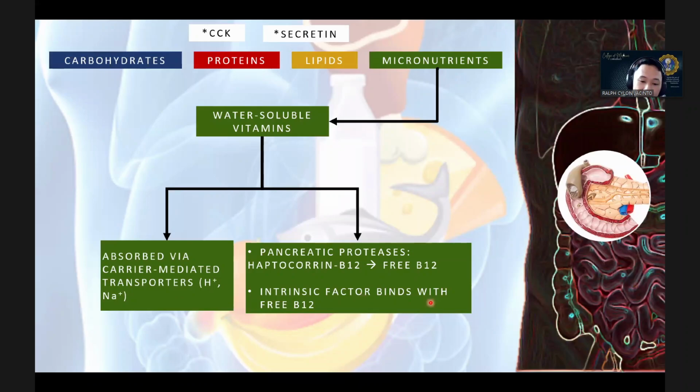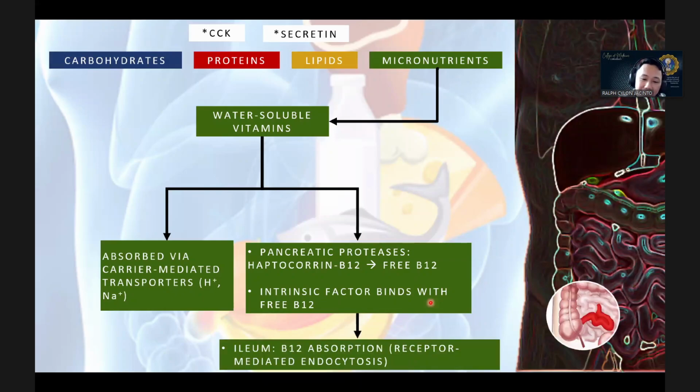Now, si intrinsic factor, siya naman yung guide ni B12 as it moves along the small intestine. Medyo maarte si B12, 'di ba? It will continue to move until it reaches the terminal ileum, wherein B12 is absorbed through a receptor-mediated endocytosis. Of course, at this point, the intrinsic factor will dissociate from your B12, and then your B12, once absorbed, will be transported into the bloodstream together with your transcobalamin, yung protein, the transcobalamin.